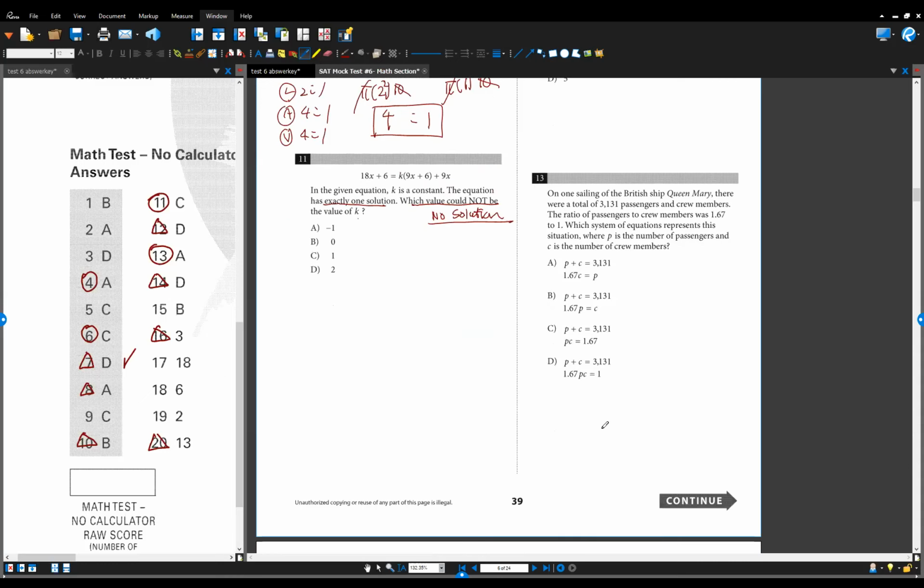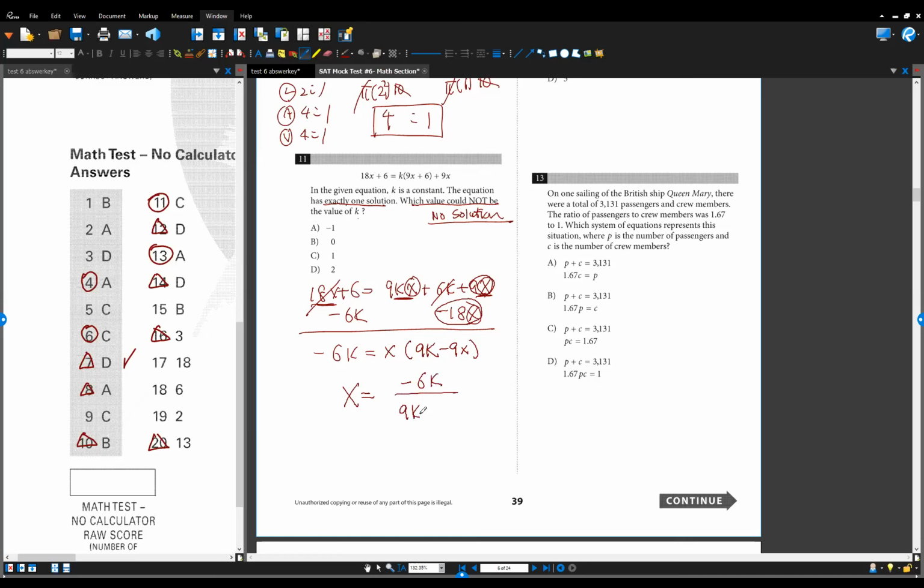This is the equation, what we have to do. We need to find the solution anyway. 18x plus 6k, distributed: 9kx and the 6k, and plus 9x. We have an x over here, x over here, x over here. Okay? All right, so move negative 18x, and negative 6k to the left. This x is out. What I got? Negative 6k equals, x is out. 9kx, 9k, 9x minus 18x is negative 9x, isn't it? What is the solution? Negative 6k over 9k minus 9x. That's it.